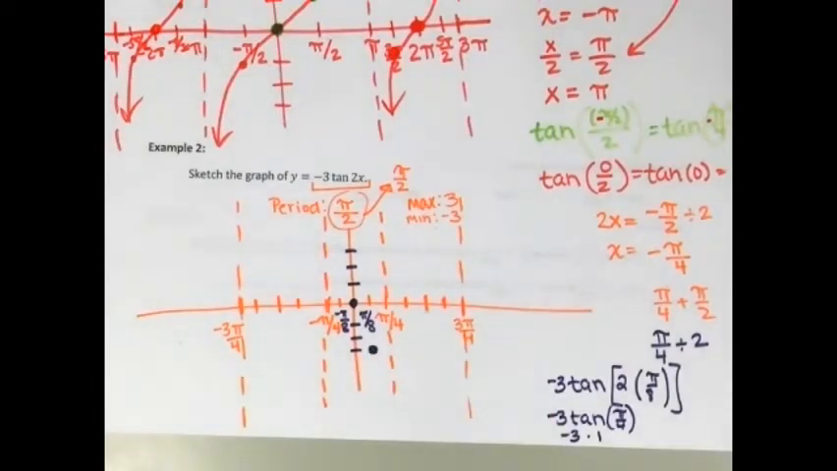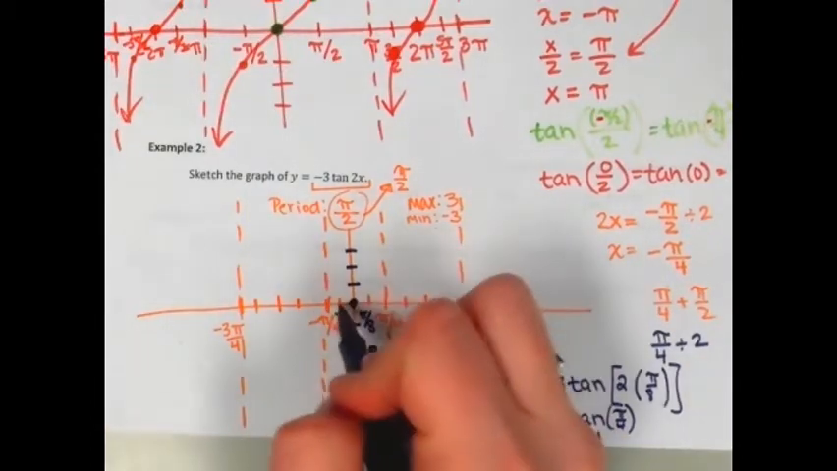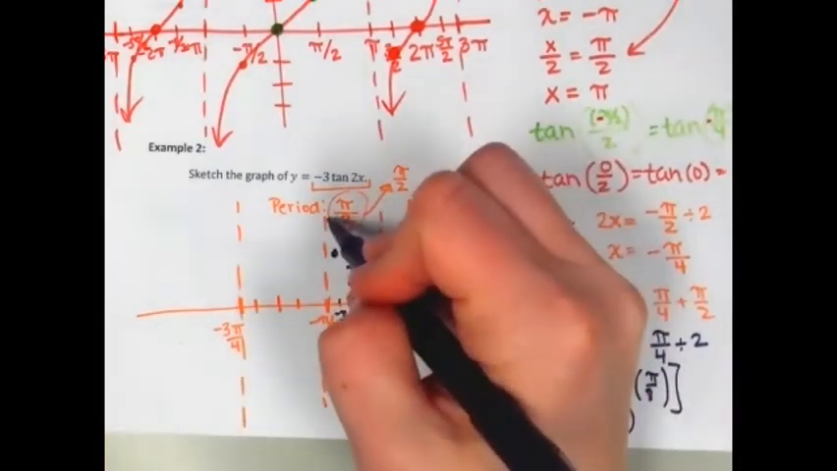Okay. And we know it's a reflection, so the first point to the right actually will be in the negatives, not the positives, right? So where do you think the negative pi over 8 is going to be? Positive 3. And there's your curve.